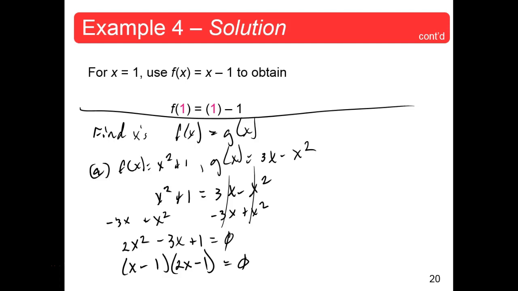X times 2x is 2x squared. Good for you. Okay. Then we do the outer and you get a minus x. The inner gives you minus 2x. When you combine those, you get minus 3x. That's good. And when you do the last, you get plus 1. Yes, that works. So what does that give us as our solutions?